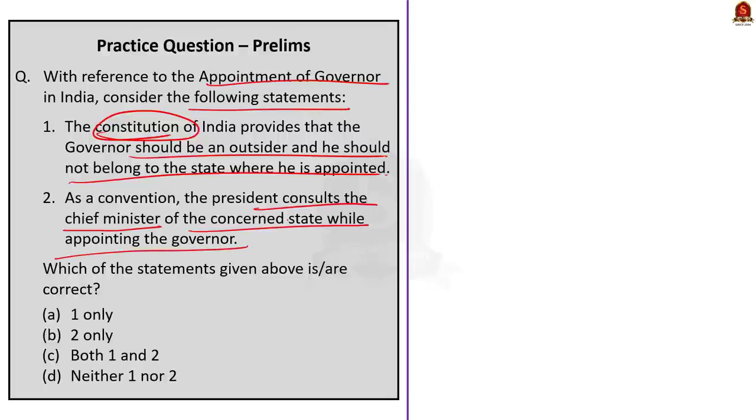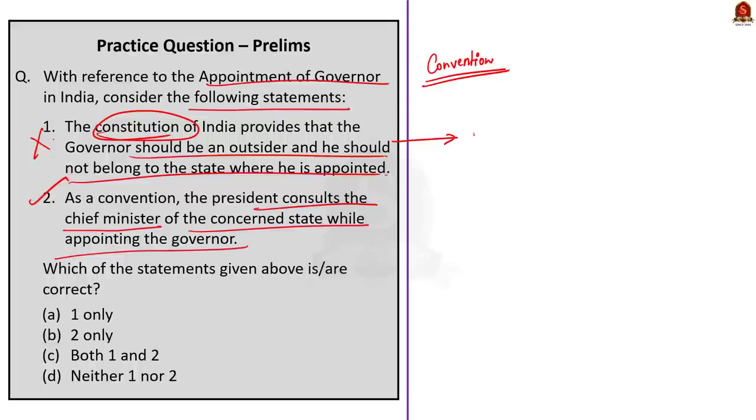See, here in these two statements, statement 1 is incorrect and statement 2 is correct. Let me explain it to you. The Constitution of India does not provide for the provisions that we saw in these two statements. Both are convention, okay?